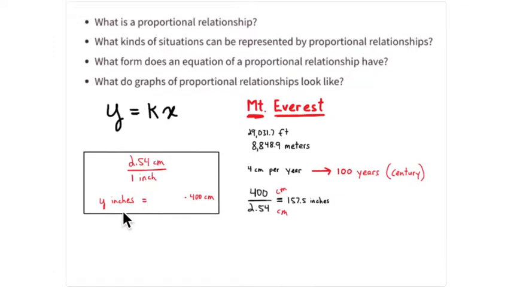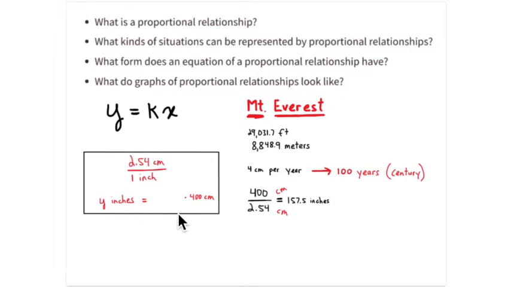So if I write this as y inches, I want to calculate the number of inches. I want to get to this 157.5 inches. So I'm going to multiply the number of centimeters by some value. So it's 400 centimeters. And so then the question is, do I multiply it by 2.54 centimeters, or do I actually divide by 2.54 centimeters? Well, inches is a larger unit than centimeters.